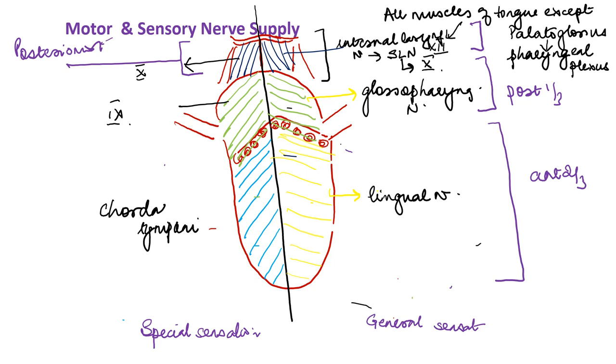The secretomotor fibers to the glands which are buried in the tongue, those anterior lingual glands or the posterior lingual glands, come via the glossopharyngeal as well as the vagus, whichever is the nerve which is supplying that area. So this is about the innervation of the tongue. Please remember that you need to understand the innervation of the tongue very, very well. And you need to correlate this with development once you've done development of the tongue.